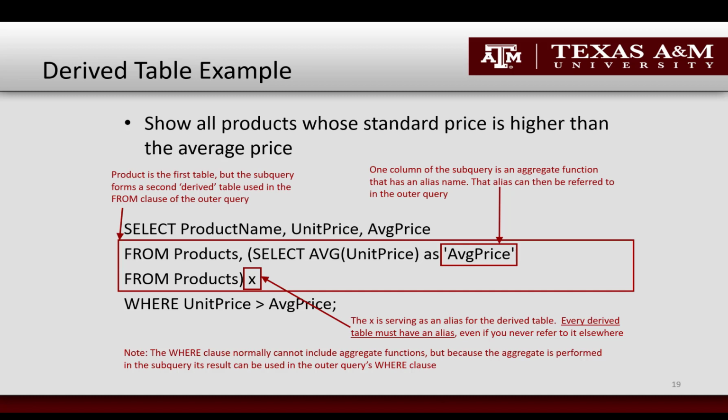You can see that I had to give the derived table an alias, even though I don't actually refer to it. So this would run the inner query and come up with all of our average prices, and then it would make those average prices available for the outer query, which displays our product name, our unit price, and our average price. And finally, we have a where clause that says only show us products where the unit price is higher than that average price we've calculated.